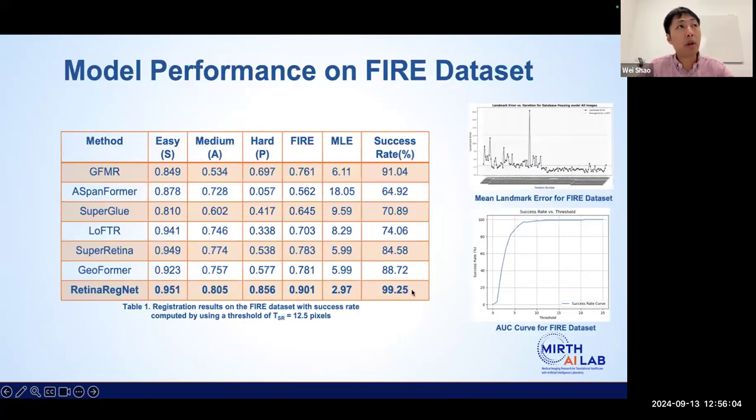One metric we use to measure the accuracy of the registration is the mean landmark error. The smaller the mean landmark error, the better the registration. As you see, for this FIRE dataset, our model has the lowest mean landmark error compared to all other existing methods. If the landmark error is too big, exceeding a certain threshold, we consider the registration a failure. We have a more than 99% success rate, which means our model is not just more accurate, but more robust compared to all existing methods.